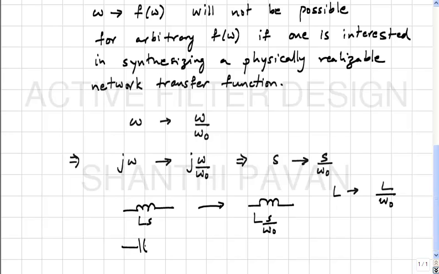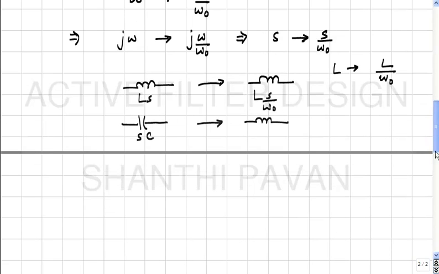Similarly, a capacitance whose admittance is sC must be replaced by an element whose admittance is what? s is to get replaced by s by omega naught, this time times C. So in other words, the capacitance gets replaced by C by omega naught. You understand? Okay.